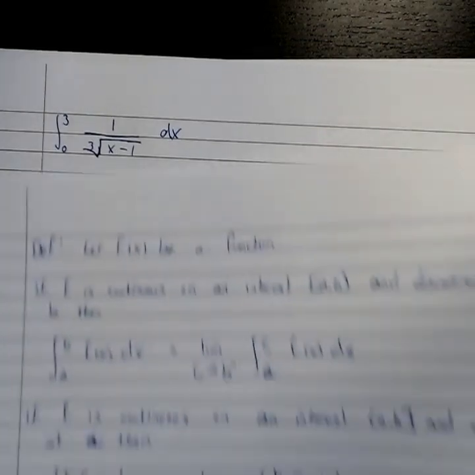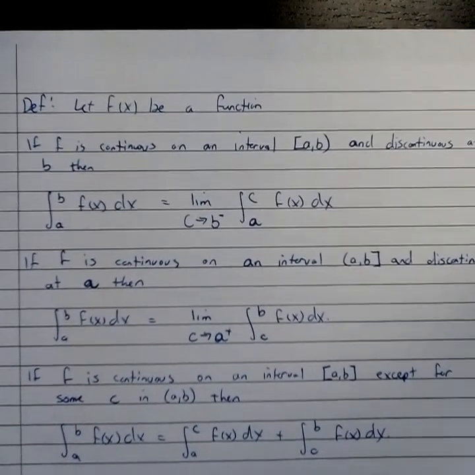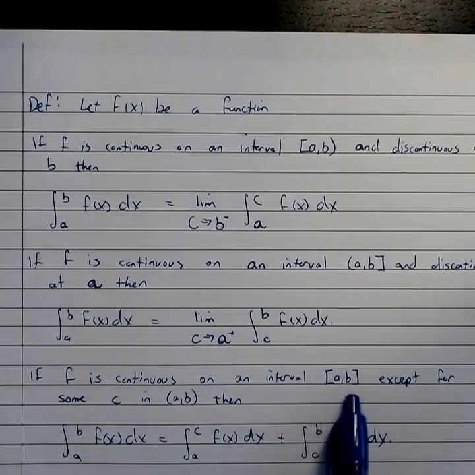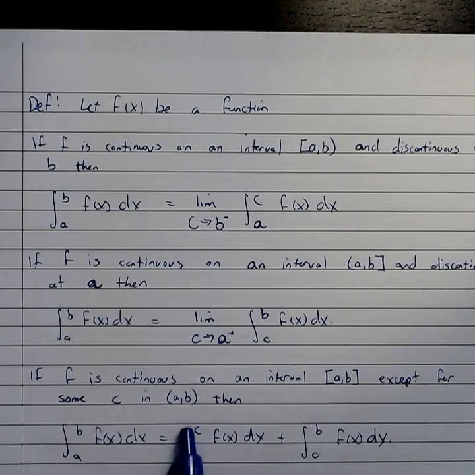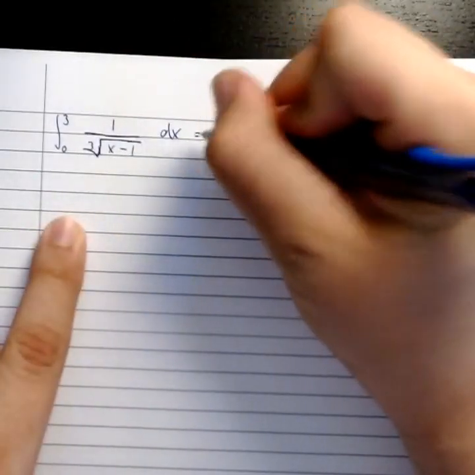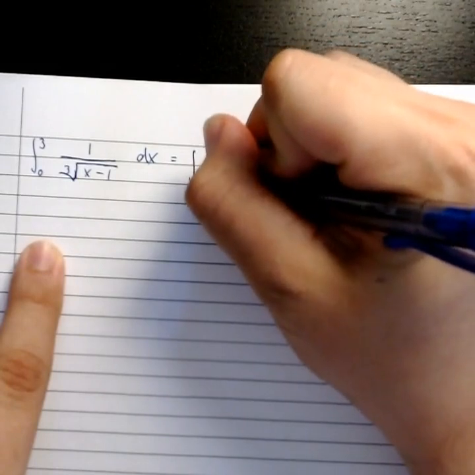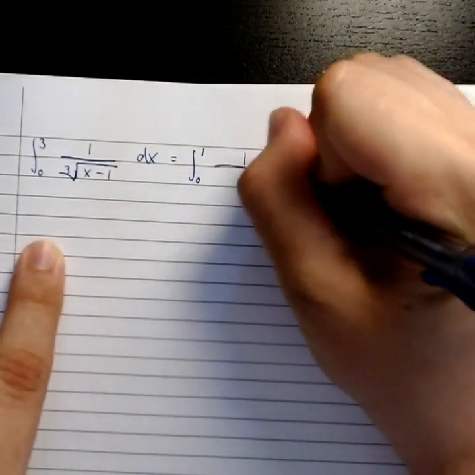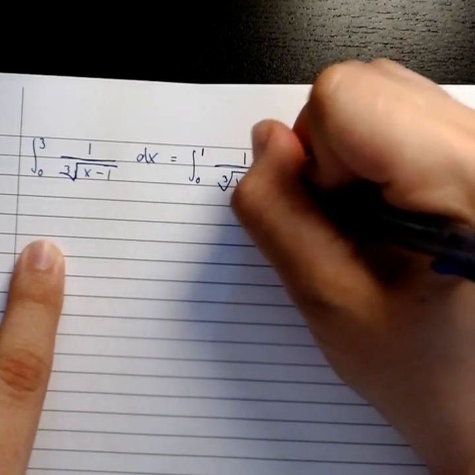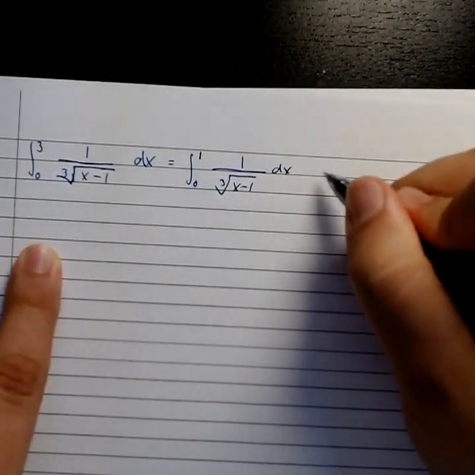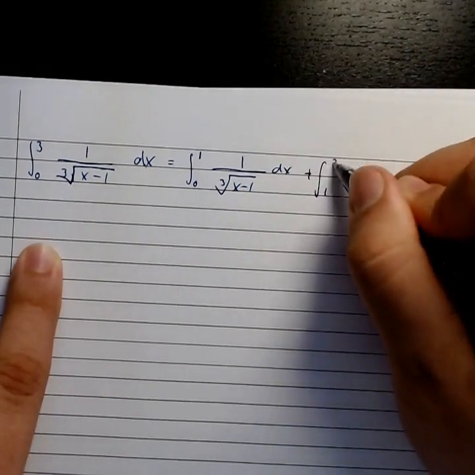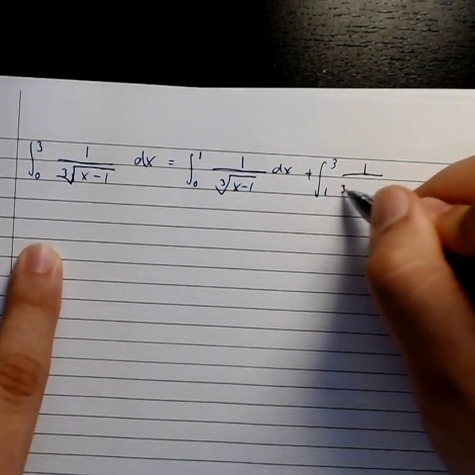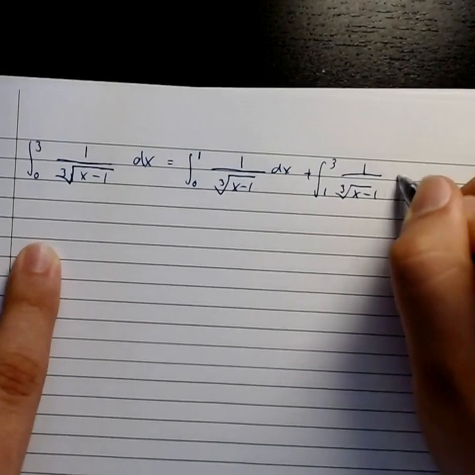as it's currently written. But of course, we do have this here, which states that if you have a discontinuity somewhere in between the two extremes of your interval, you can split that integral into two separate pieces. All right, so let's go ahead and do that. Here, the discontinuity is at 1, which means I can write this as the integral from 0 to 1 of 1 over the cube root of x minus 1 dx plus the integral from 1 up to 3 of 1 over the cube root of x minus 1 dx.